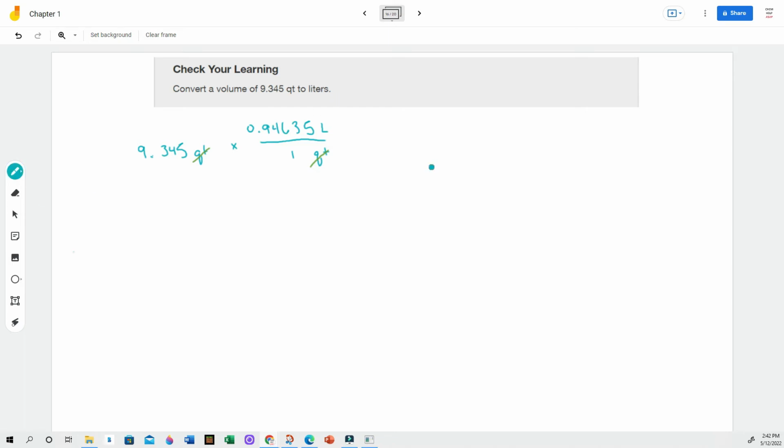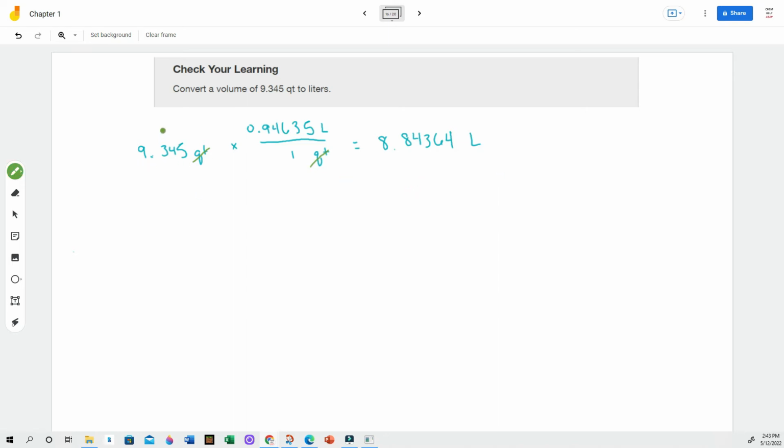When you're first starting conversions, I always found it helpful to actually put my units in first and then put the numbers in. So I get 8.84364 and lots of decimal places here. Let's go ahead and round to the correct number of sig figs.